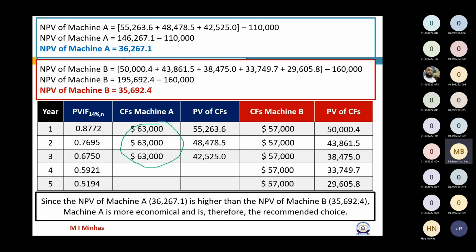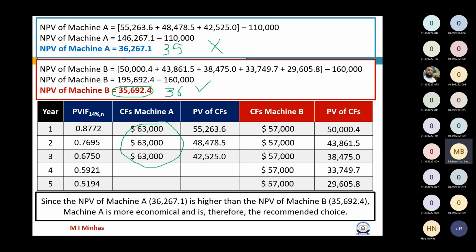Even if now, let's say, the results were different, like inverse. Like in case of machine B, the NPV was 36, let's say, and in case of machine A, the NPV was 35, now what would happen? Sir, we will move for 36. We will move for 36.